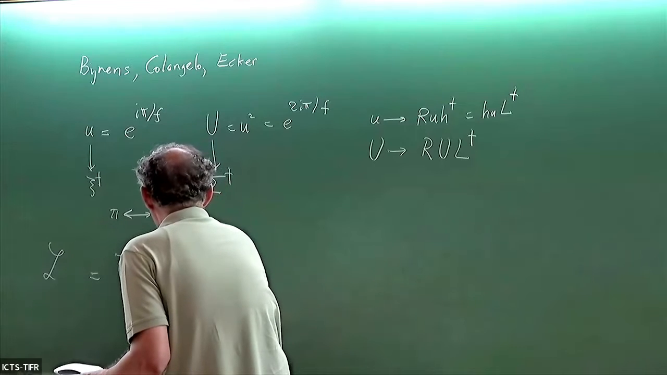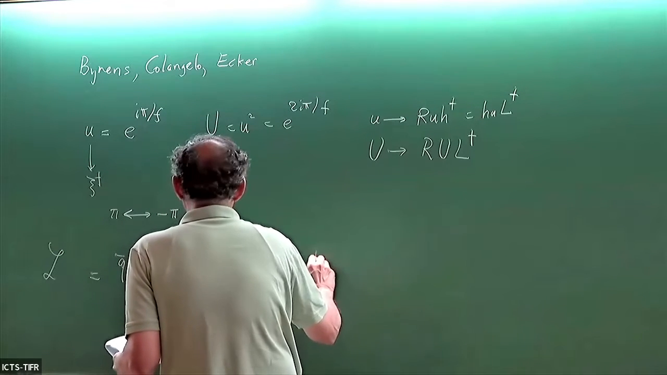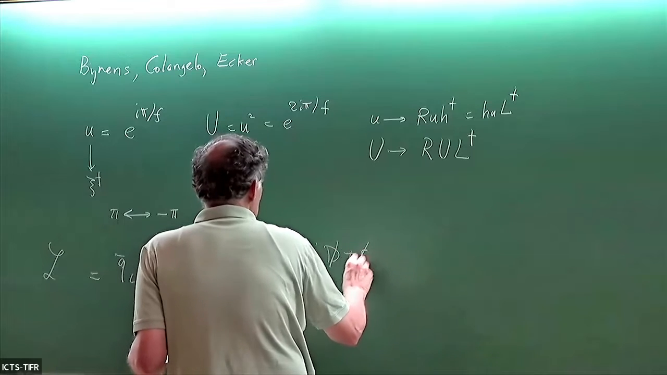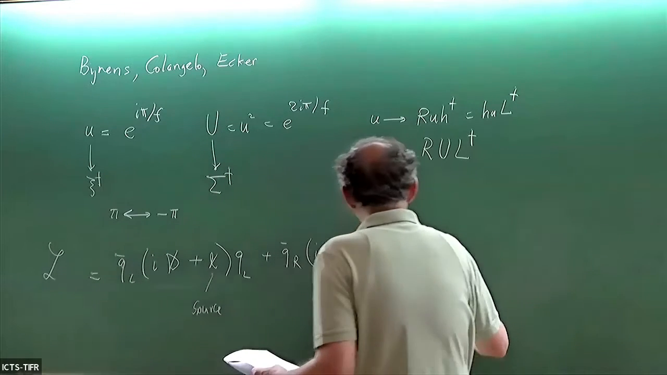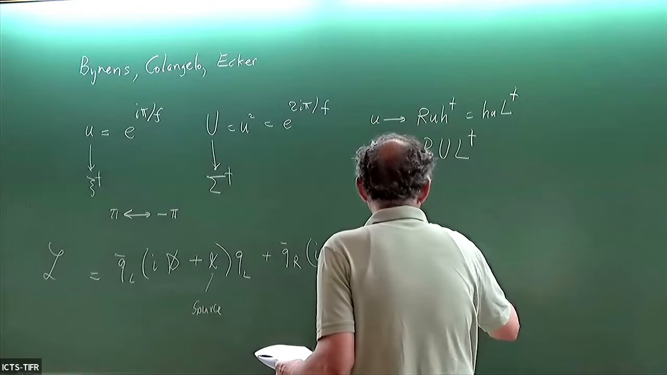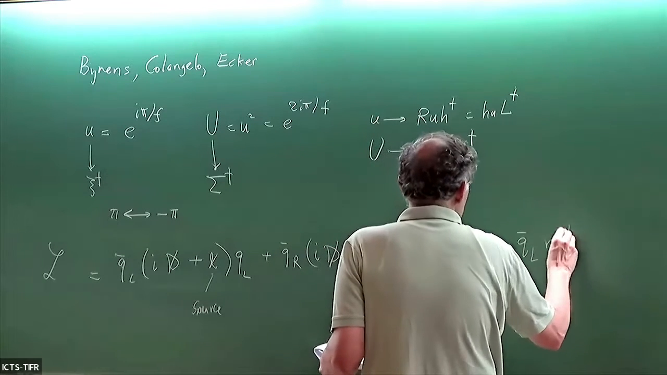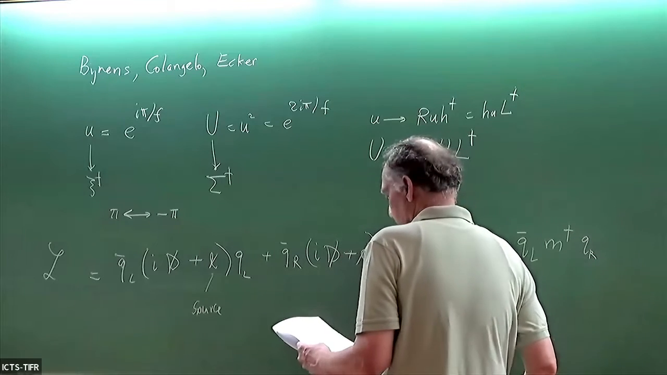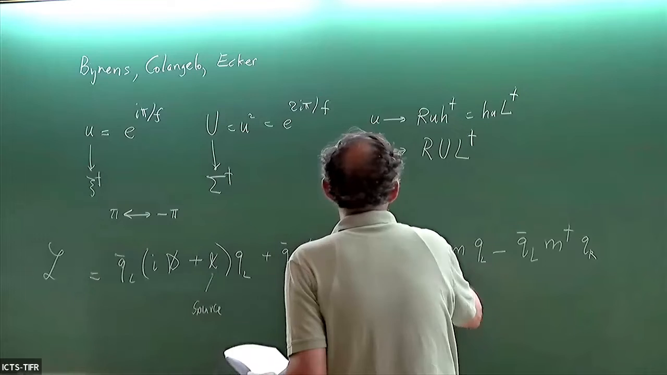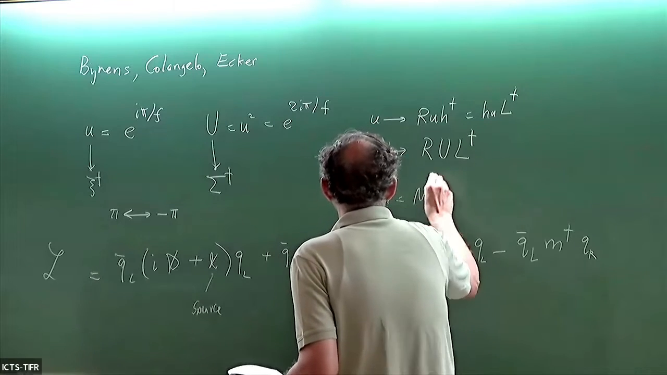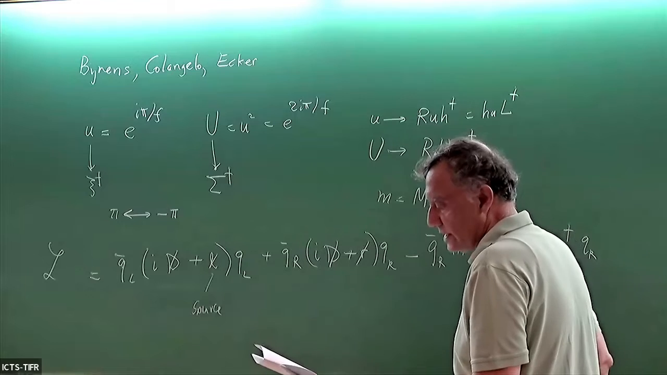So if you want, this is a source or a background field. Plus q bar right, i D slash plus R slash q right, minus q bar right, and I'll put a little m here, q left, minus q bar left, little m dagger, q right. And because of the swapping of lefts and rights, their little m is what I call big M dagger. You're sort of exchanging these two terms because you're exchanging lefts and rights.